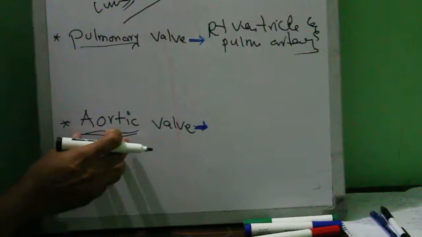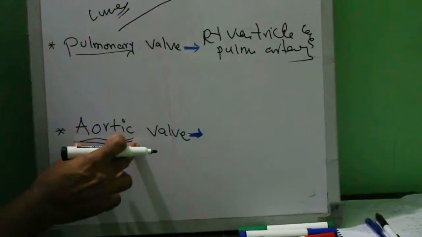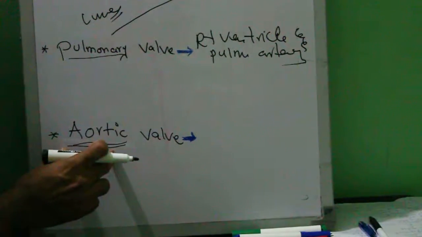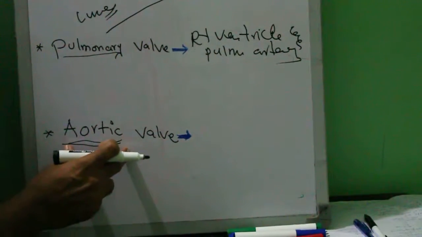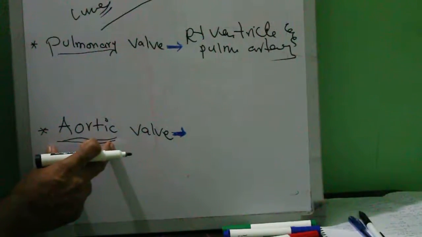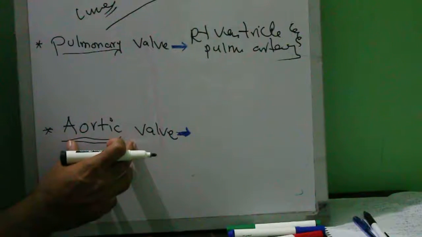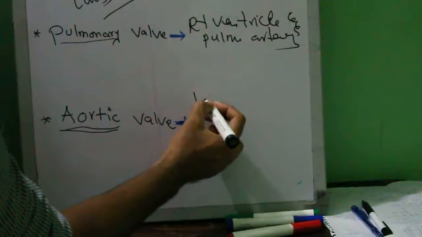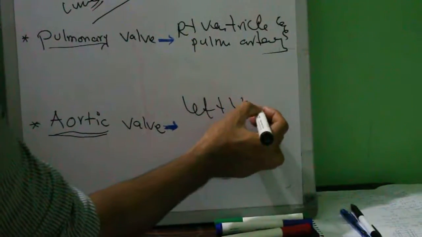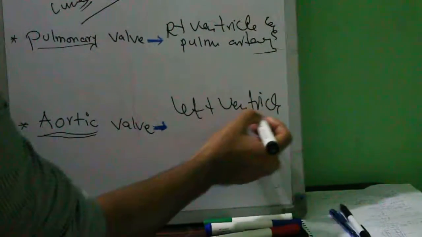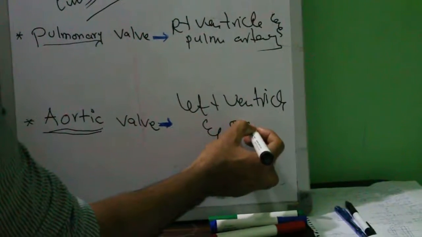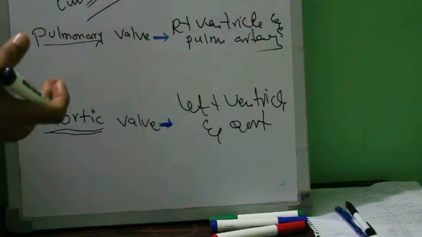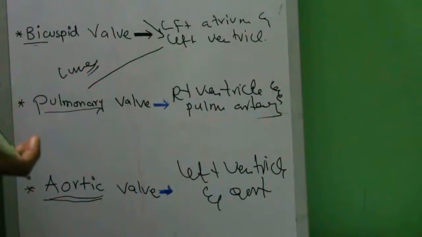Now the last valve of the heart is aortic valve. The name suggests aortic because the blood is coming from the left ventricle to the aorta. Now aorta is the largest blood vessel of the body that emerges from the heart. Now the aortic valve is present between the left ventricle and aorta. Now this was about the valves of the heart.